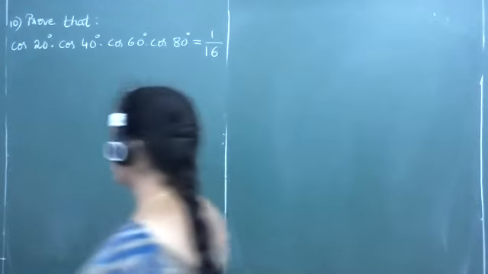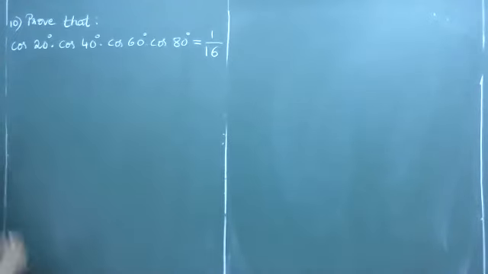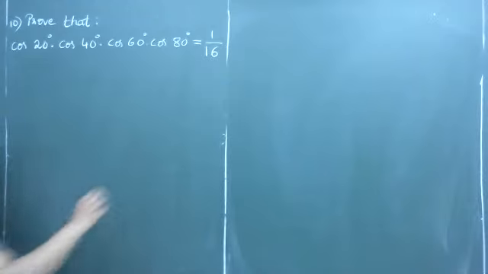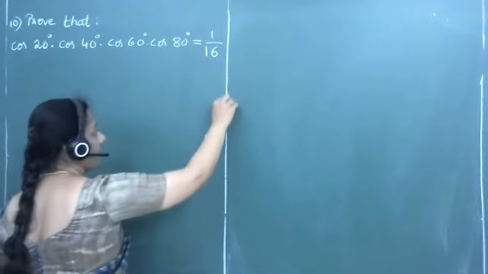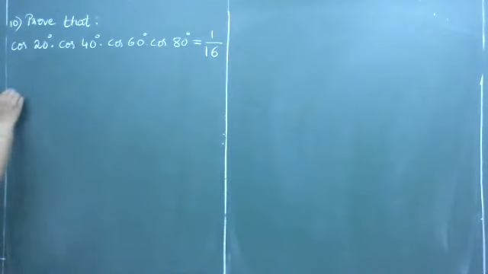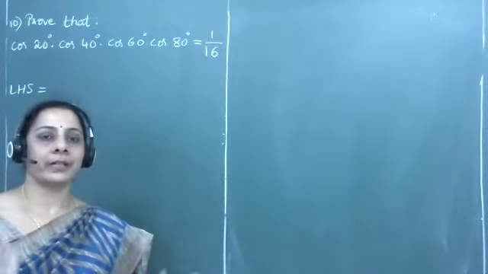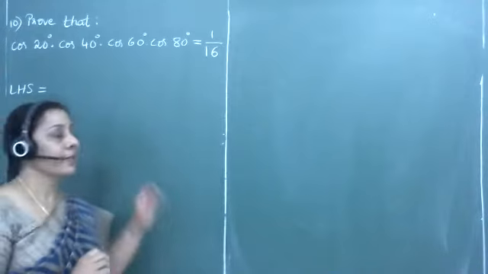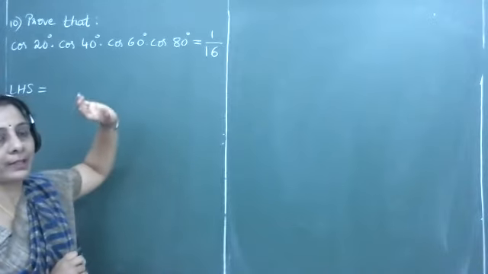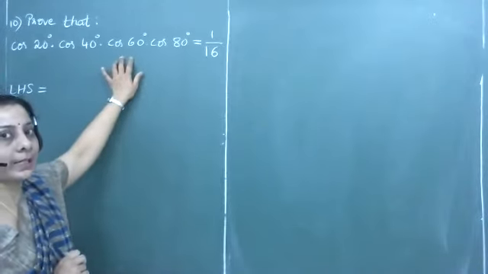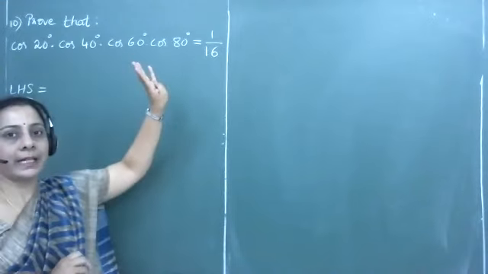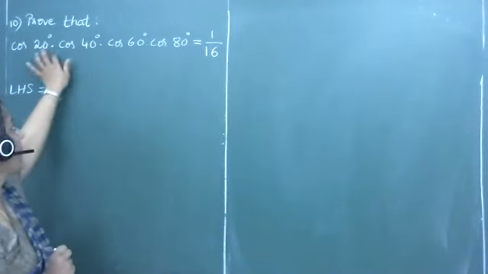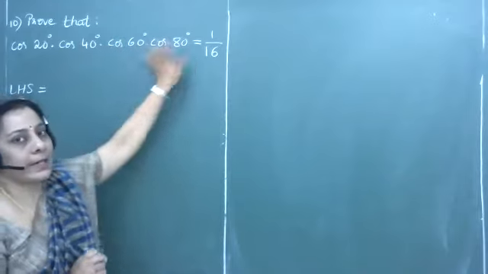How do we arrive at this result? How do we prove that the LHS here is equal to 1 divided by 16? So let us consider the LHS. Before we consider the transformation formula of converting product into sum or difference of 2 other functions, we shall try to rearrange the terms here. And what do we note here in the LHS? There are 4 different angles, isn't it? 20 degree, 40 degree, 60 degree and 80 degree.